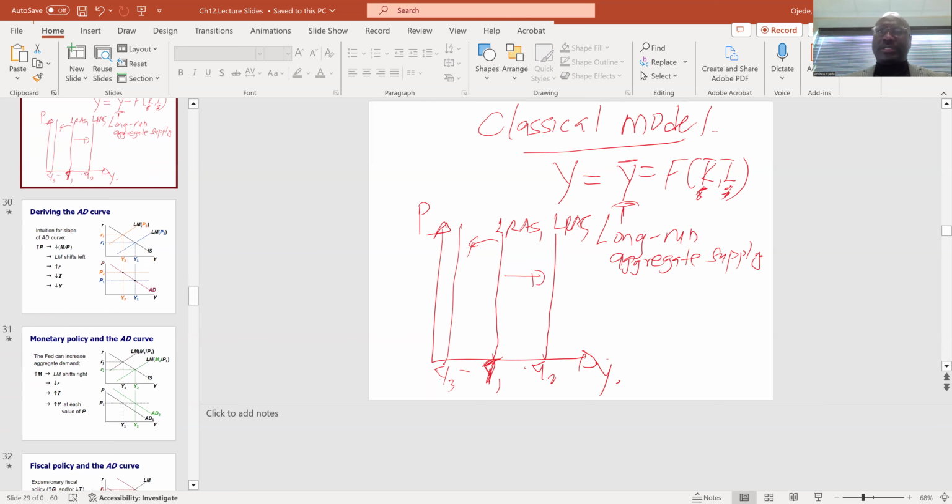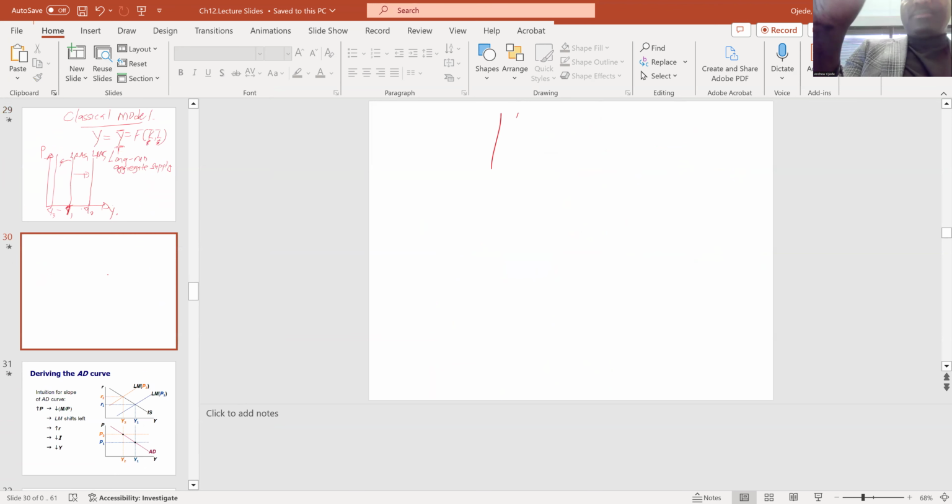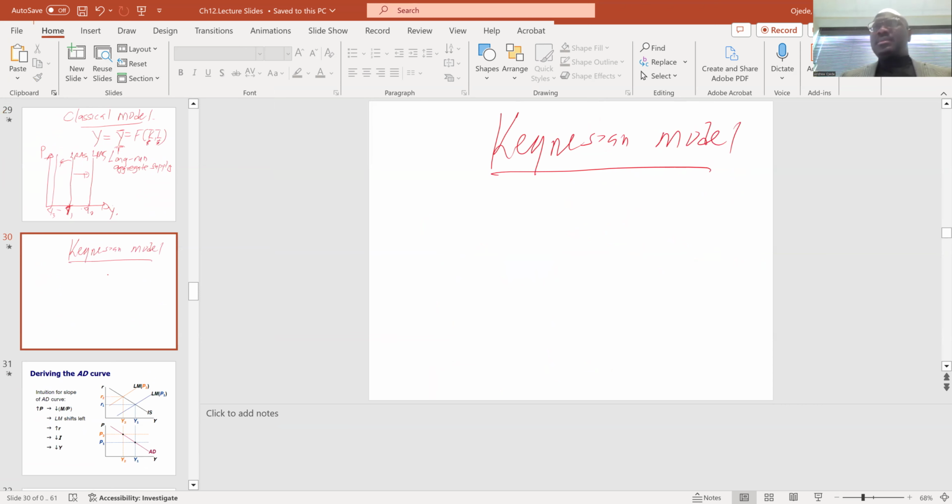So now what I want to talk about is the Keynesian model. In the Keynesian model, Keynes argues that there are three case scenarios for output. Keynes agrees that actual output can be equal to full employment output, just like the classicals are telling us.